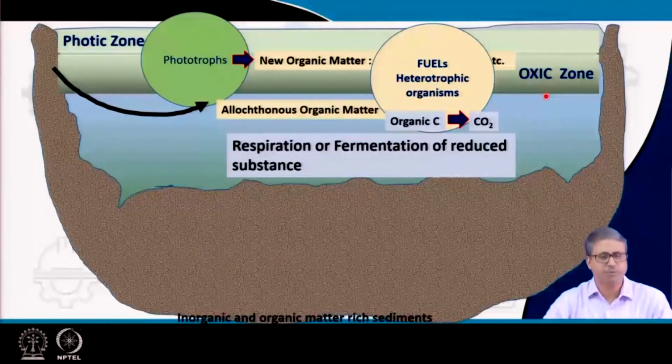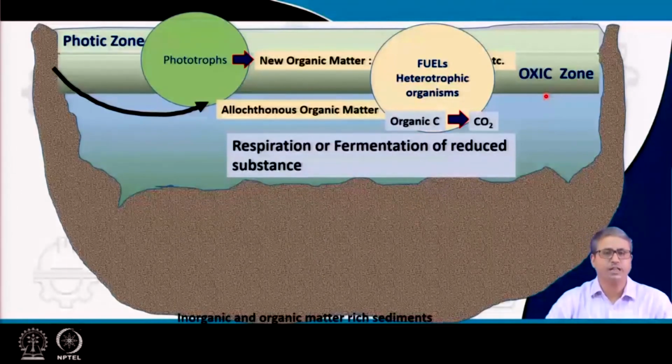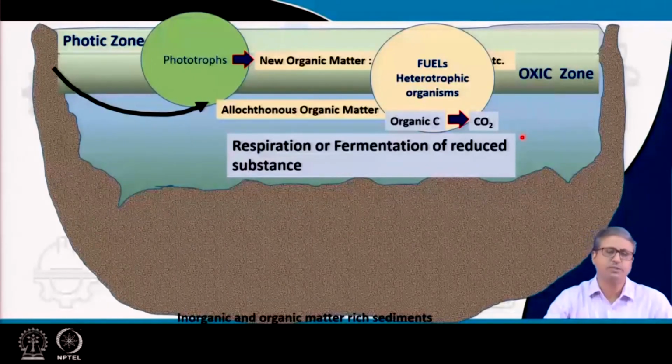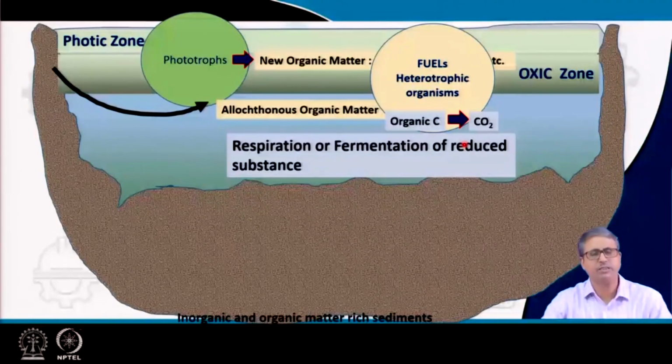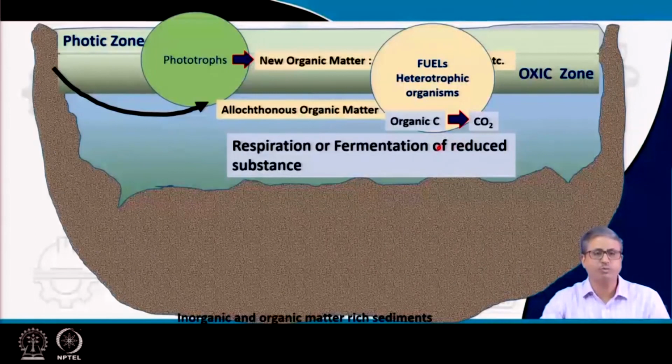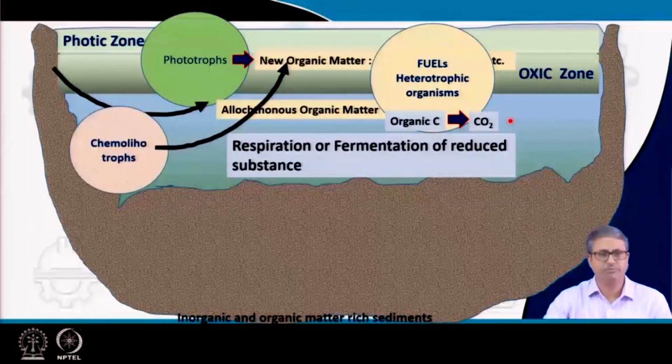So, basically respiration, and under some situations, for some bacteria, fermentation can also proceed, because if there is lack of oxygen or lack of a suitable electron acceptor, some microorganisms prefer to do fermentation. So, basically the fermentation of reduced substances, like glucose is fermented to lactic acid or acetic acid or something like that, that can also be produced. Otherwise, the organic carbon will be metabolized to carbon dioxide.